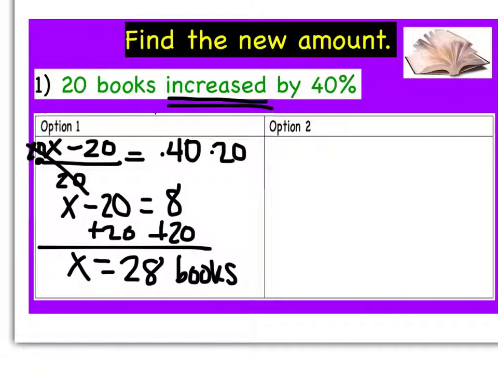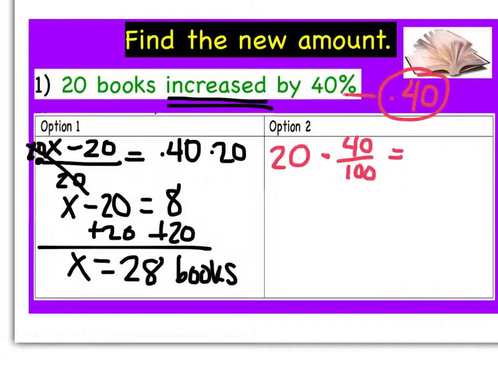Option number 2 is going to get us the same answer of 28 books, but we're just going to go a different route. So basically we're finding out what is 40% of 20 books. So we remembered from last time that of means multiply. So we're taking our 20 books and we're going to multiply it by 40 over 100. You could do 0.40, but since I did that on this one, I'm going to do it with the 100. So I'm grabbing my calculator, 20 times 40 over 100, and I am getting 8.